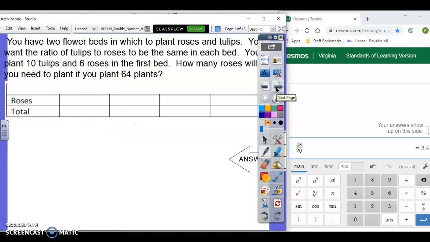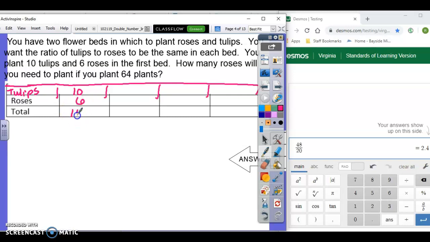Okay, question number 2. Go ahead and press pause and solve this yourself. When you're done, press play. All right, the problem says you have 2 flower beds in which to plant roses and tulips. You want the ratio of tulips to roses to be the same in each bed. You plant 10 tulips. So once again, I'm missing a box here. This is tulips. There are 10, so you should put 10 in that box. And 6 roses. So I know my total there would be 16.